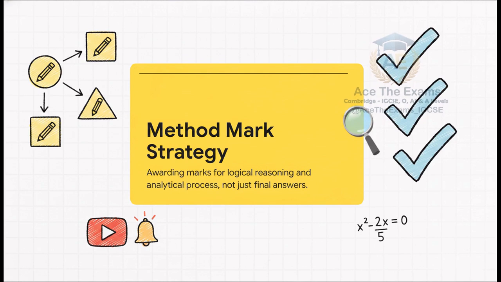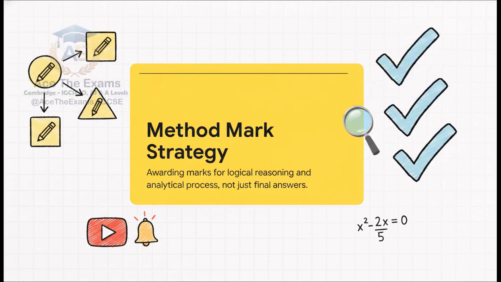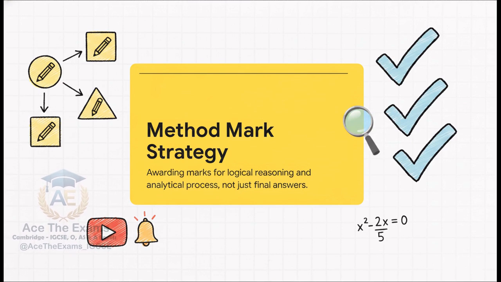Think about it. If you clearly define a substitution variable, boom, that is a mark. If you correctly rearrange the messy equation into a standard quadratic form, that is a mark. If you show your exact factorization process, that's another mark. The final answer is often only worth one single mark out of a 5-mark question.